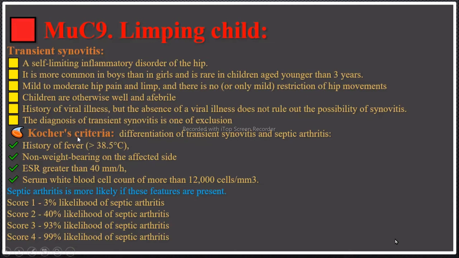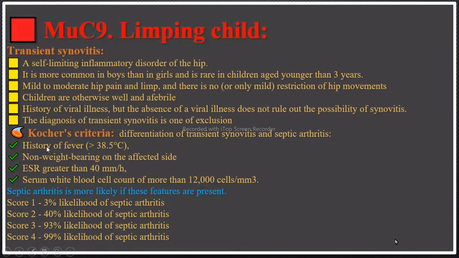Also, you have to exclude septic arthritis. It's a common question in limping child. So, Kocher criteria: history of fever more than 38.5, non-weight bearing on the affected side, ESR greater than 40, serum white blood cell count more than 12. So remember that you have 4 criteria. Septic arthritis is more likely if these features are present.